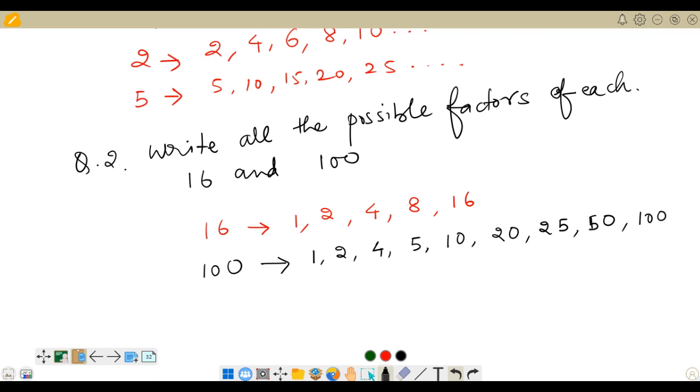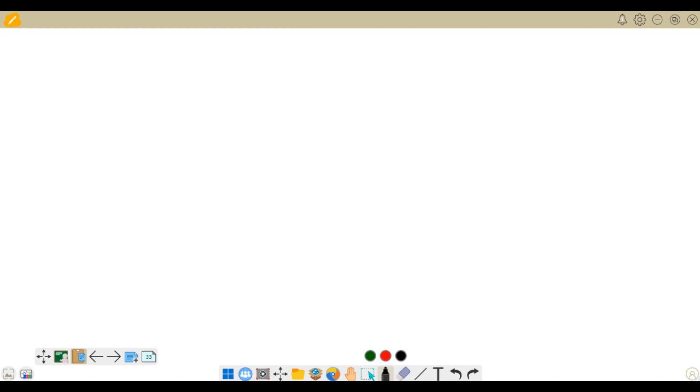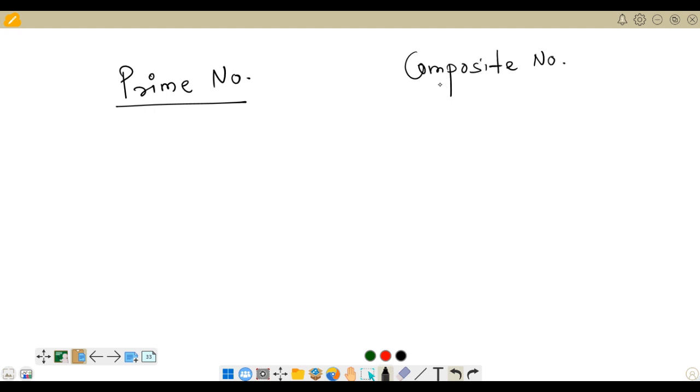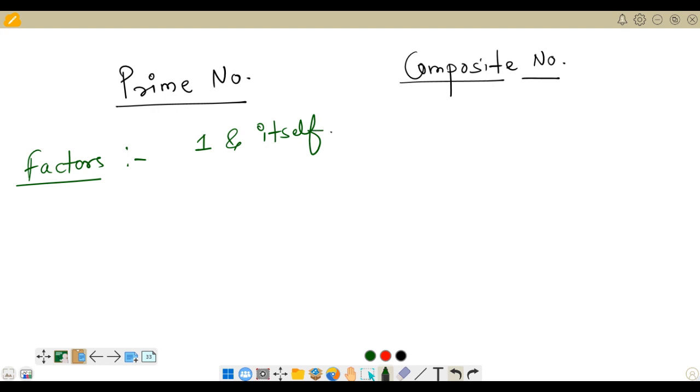Now, we have two more things that we need to learn: the prime numbers and the composite numbers. If you talk about the prime numbers, all the prime numbers have only the factors 1 and itself. You can divide all the prime numbers either by 1 or by itself.